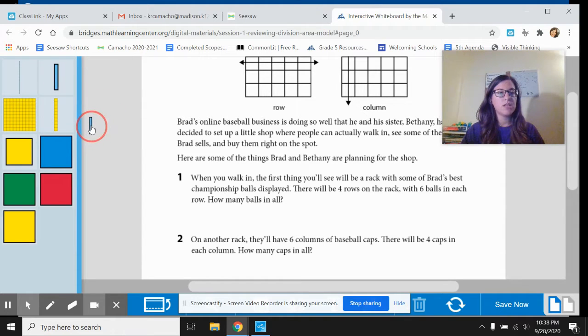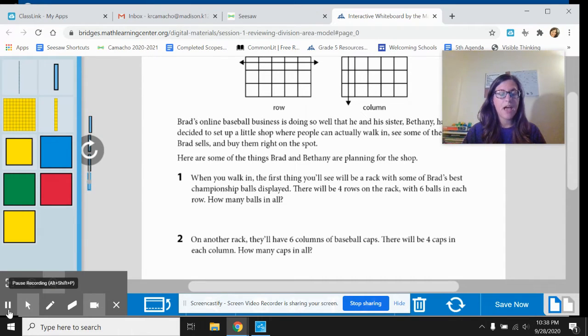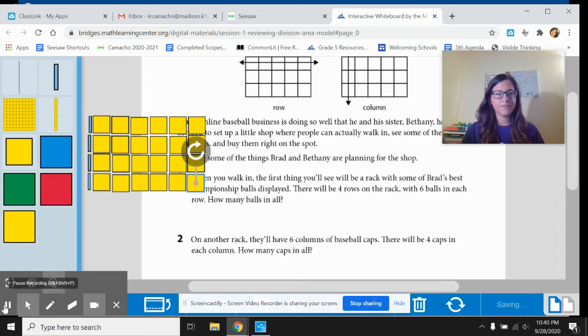So I'm going to use these blue pieces. I know rows go horizontal, so I'm going to need 4 of them. And there will be 6 balls in each row. How many balls in all?